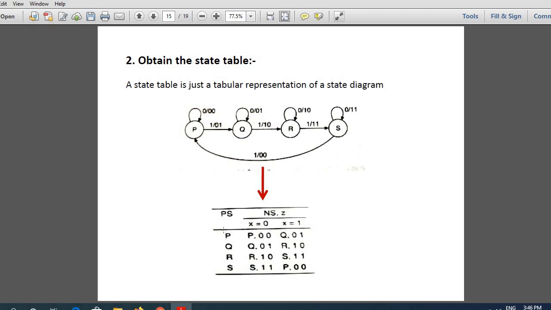Now, you obtain the state table first. Present state, next state, and output for different input combinations. So, you take P first. When your input is 0, it will output 0, 0 and goes to P state itself. So, when your input is 0, P will remain in that state itself. Output will be 0, 0. Now, when input of 1 is provided, what happens? It goes to state Q and output 0, 1. Similarly, you can finish off the entire state table.